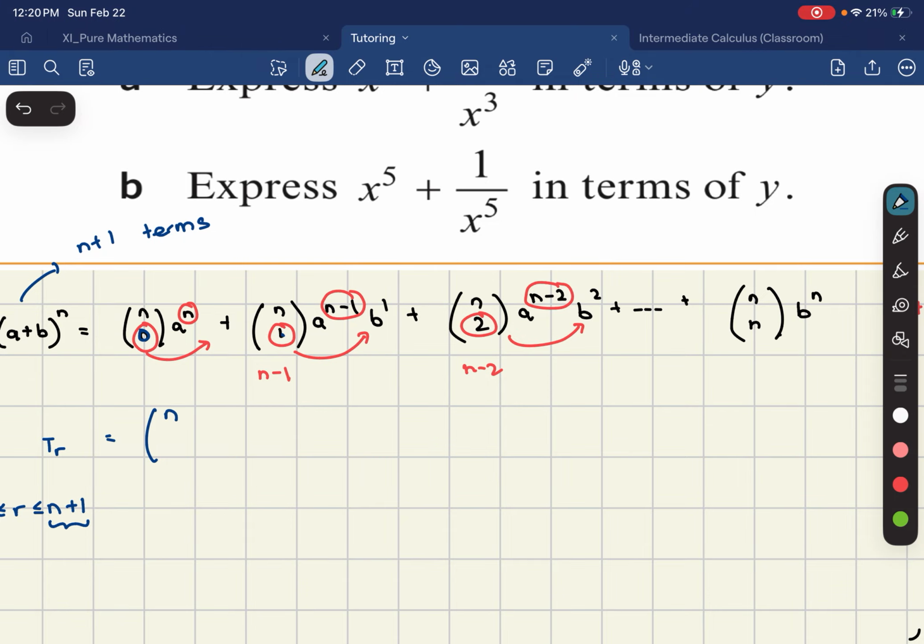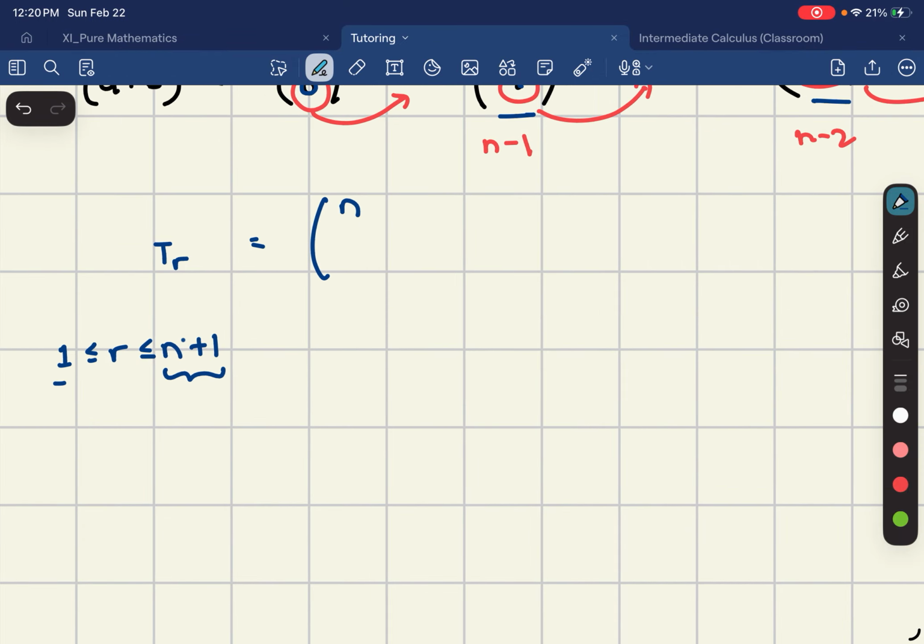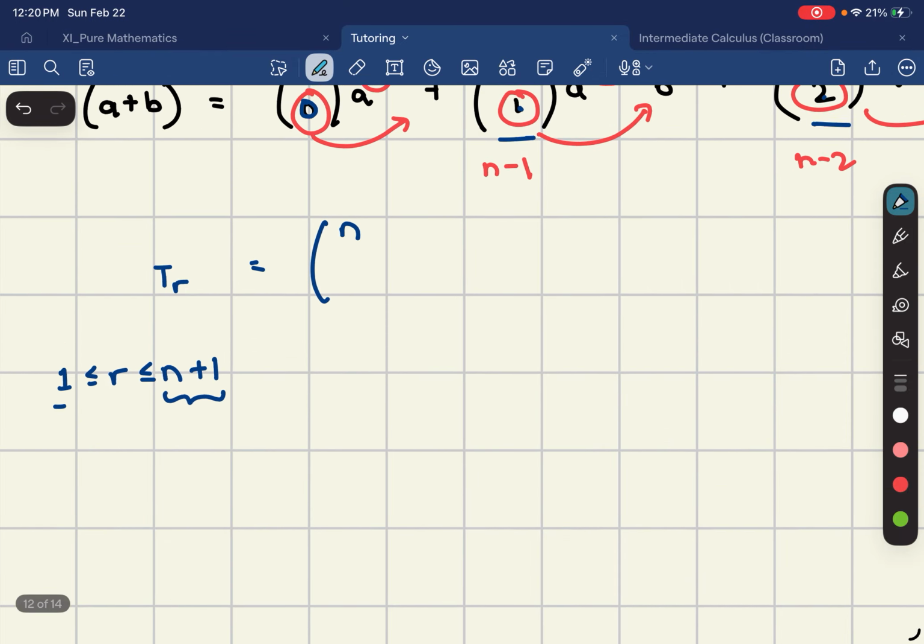So we have 1, 2, on and on until n terms here. And then when we add this one, we have n plus 1 terms, right? When we add this term, we get n plus 1 terms. So in total, we have n plus 1 terms. So we can find our first term all the way up until our n plus 1th term.